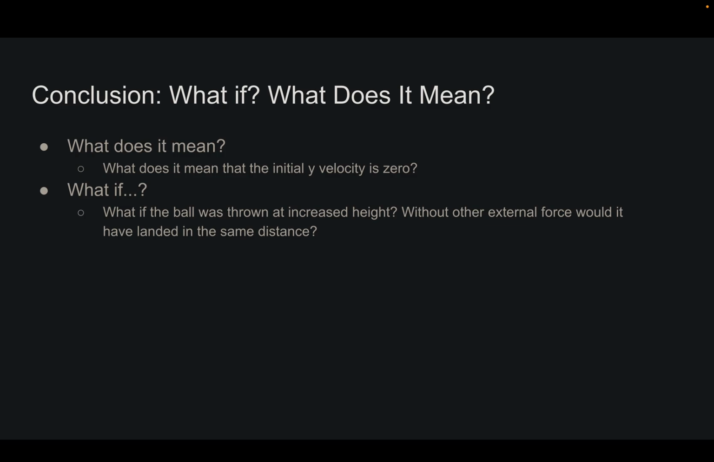And what if the ball was thrown at an increased height and without external force, would it have landed at the same distance? The answer is that it would not have landed at the same distance, because even if only the y direction changed, it would have taken longer for the ball to drop to the ground, which would have meant that the ball would have continuously traveled in the x direction because of the position update formula, and which would have made the ball's travel distance increase. Thank you.